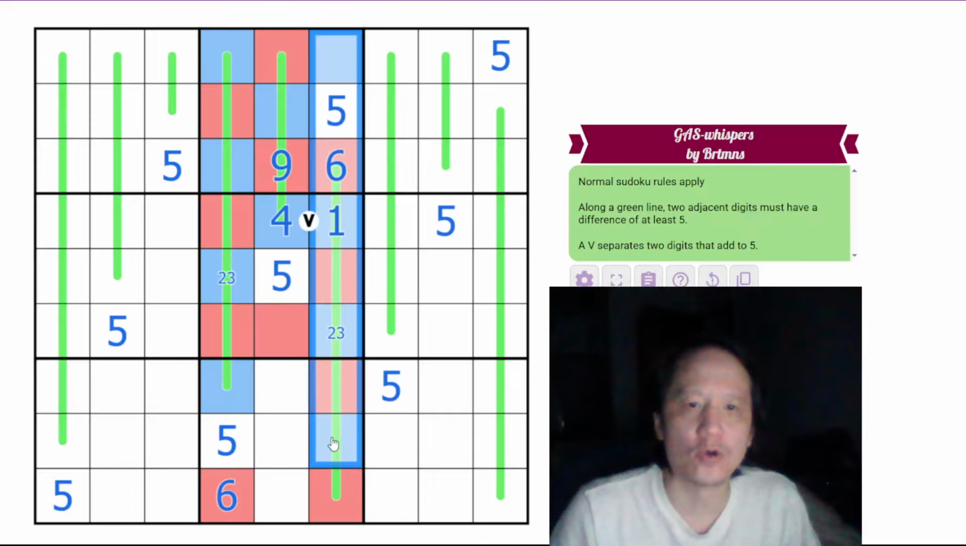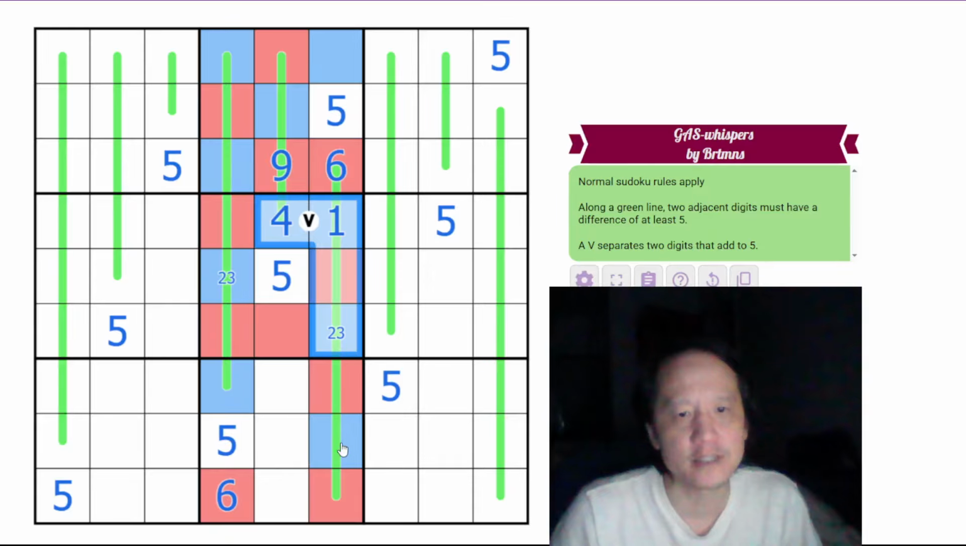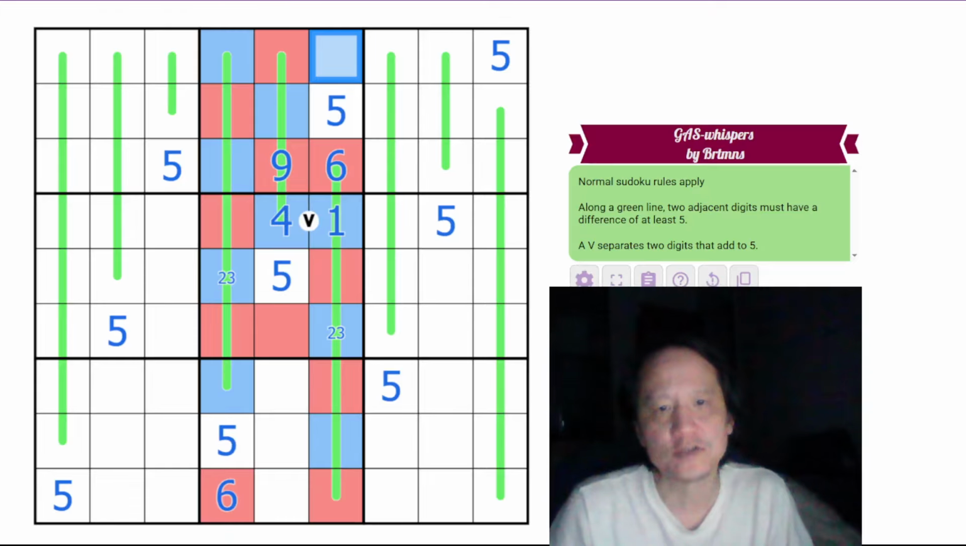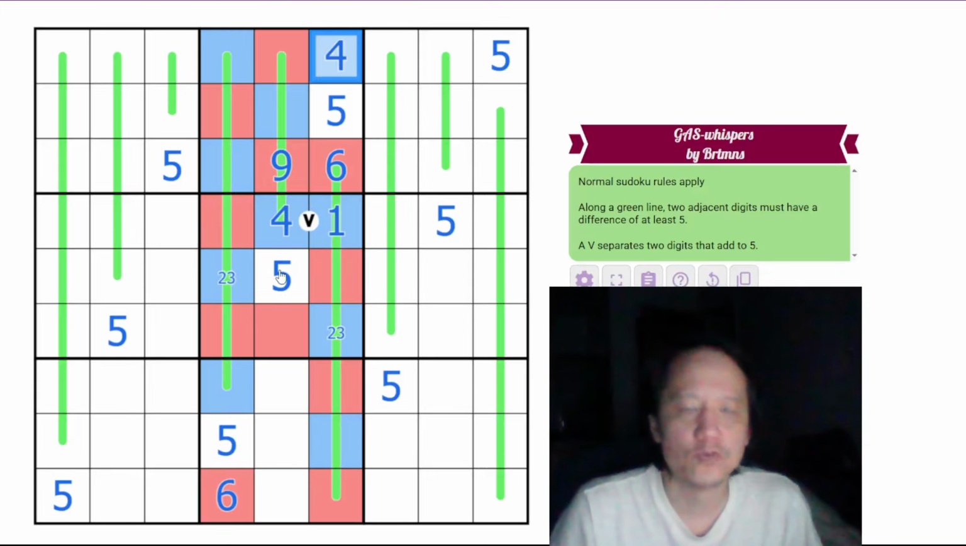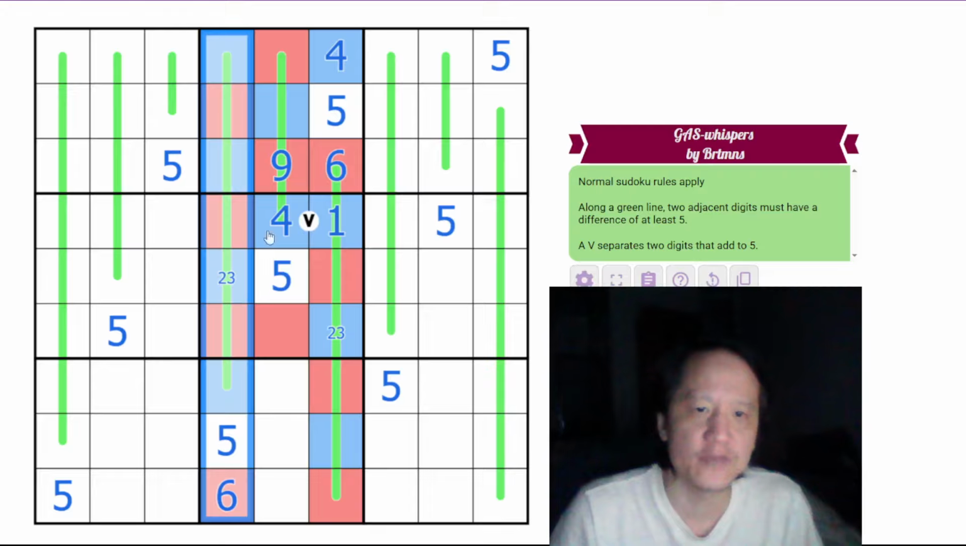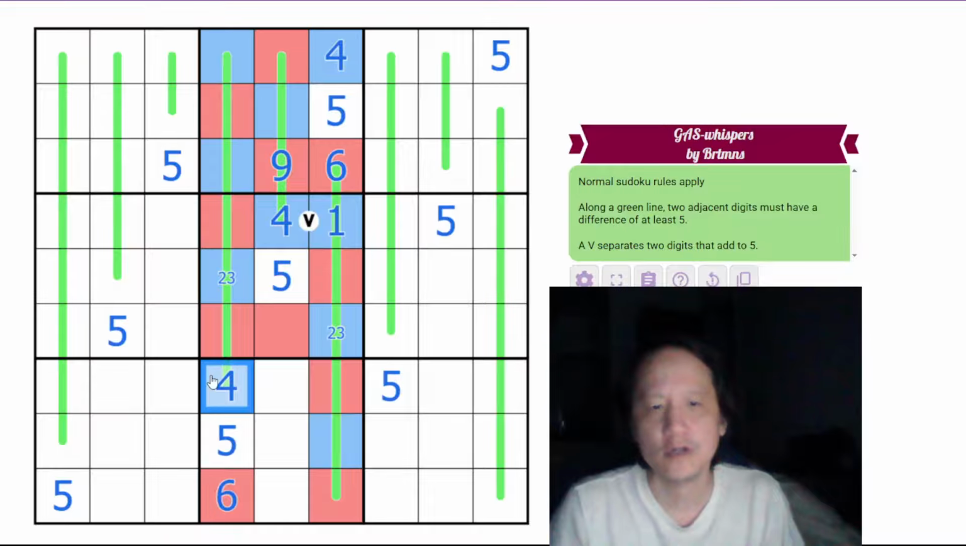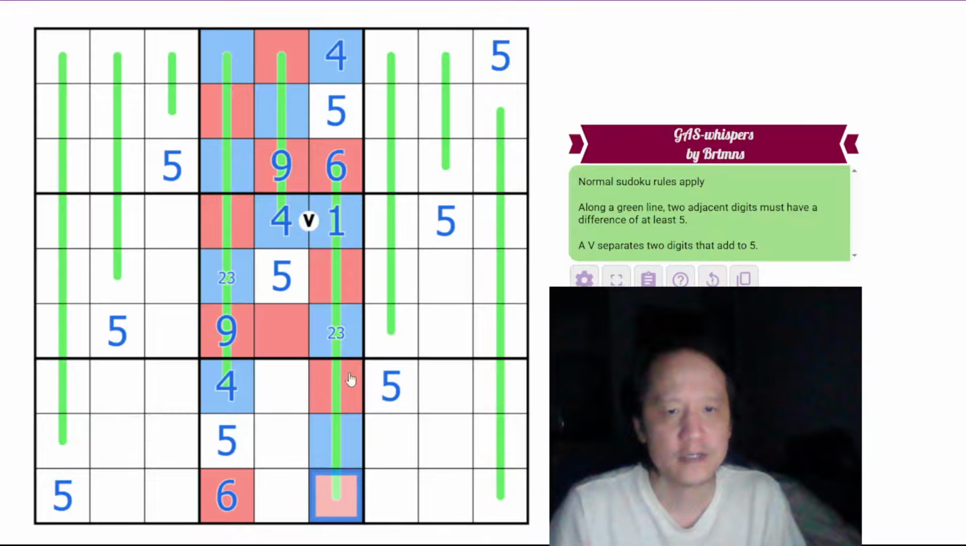Where is 4 in column 6? It cannot be here because of the 4 in the box. It can't be here because it's next to 2 unique digits on a Whisper 5 line, so this must be 4 here. Which means where is the 4 in column 7? Cannot be here because of 4 in the boxes, so it has to be here. 4 is next to 9 on a Whisper 5 line, so this is 9. This is 2 or 3.